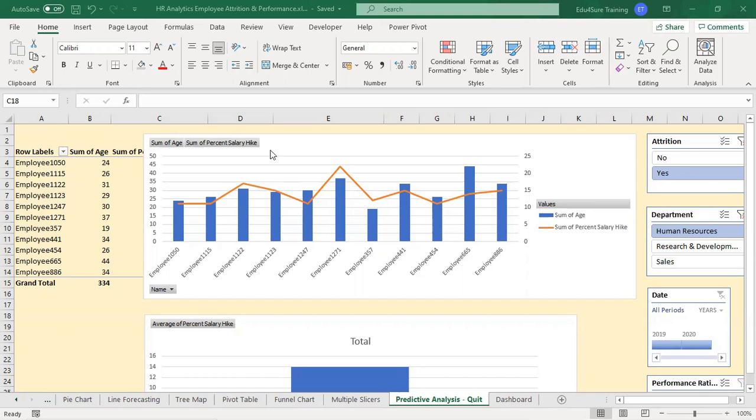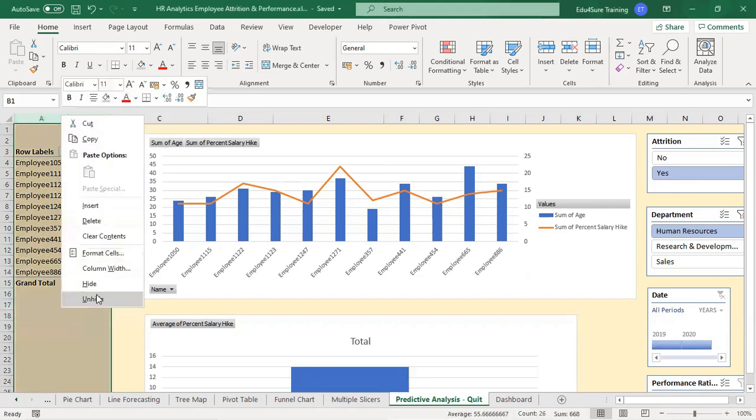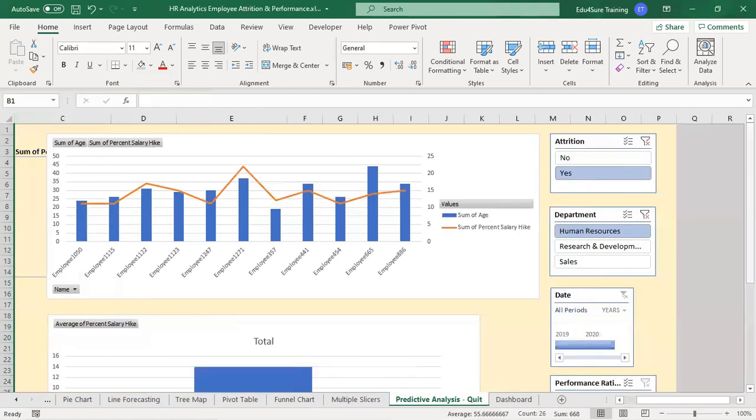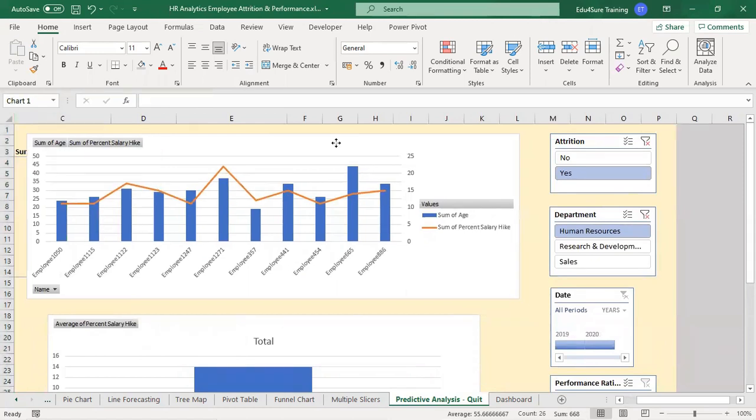Right. So again, as we need to connect slicers to the charts, we have to create their pivot tables. We have created all that. But for a clear understanding of what I'm doing, I'm just hiding the pivot tables as we do not need them. So this is all you need to create to do this kind of analysis.